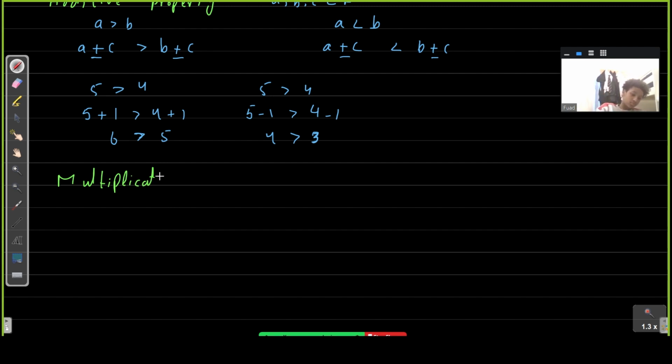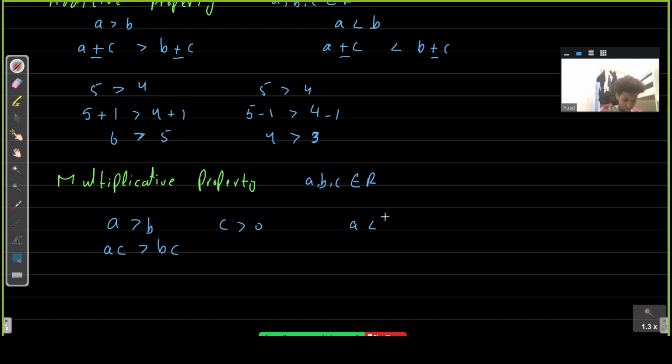Next is the multiplicative property. In the multiplicative property, if we multiply both sides of an inequality by a positive number, the inequality will remain the same. For instance, a is greater than b, where a, b and c belong to real numbers. If I multiply both sides of the inequality by a positive number, c greater than 0, meaning c is a positive number, then ac should be greater than bc.